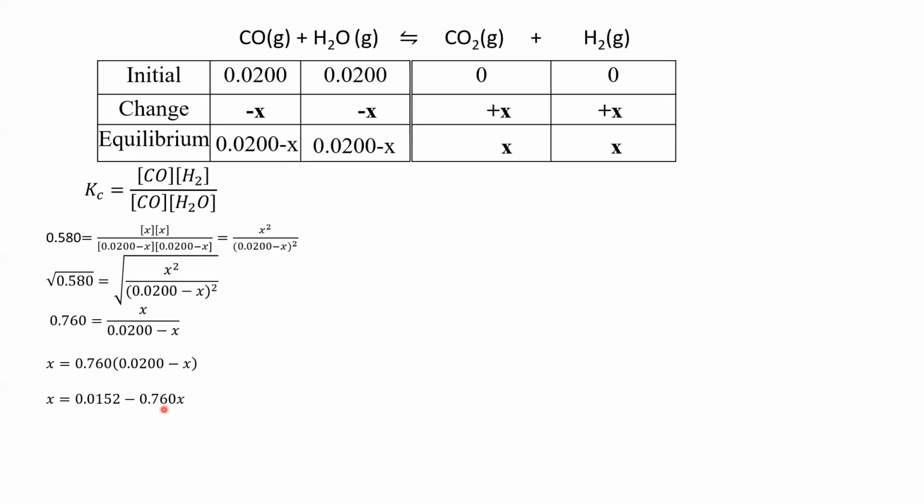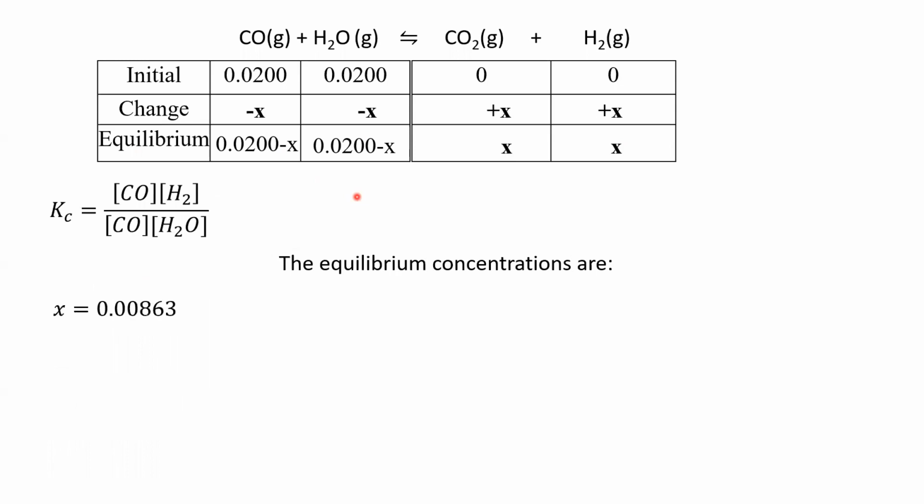So now we want to get X on the same side. We're going to add 0.760X to both sides of the equation. And then to solve for X, we're going to divide both sides by 1.760, and that would give us X. Now, we haven't answered the question yet. We've solved for X, and in math, when you solve for X you've kind of answered the question. But what this wants to know is what are the equilibrium concentrations? So we want to actually identify them.